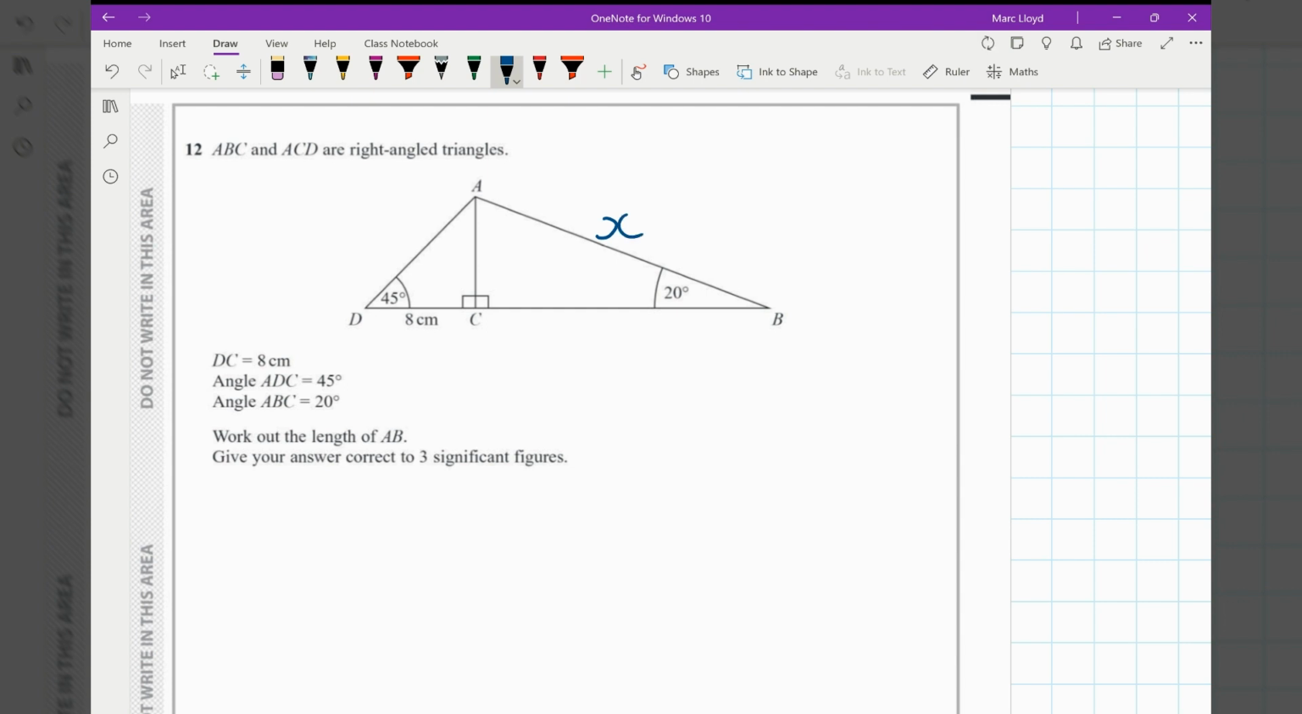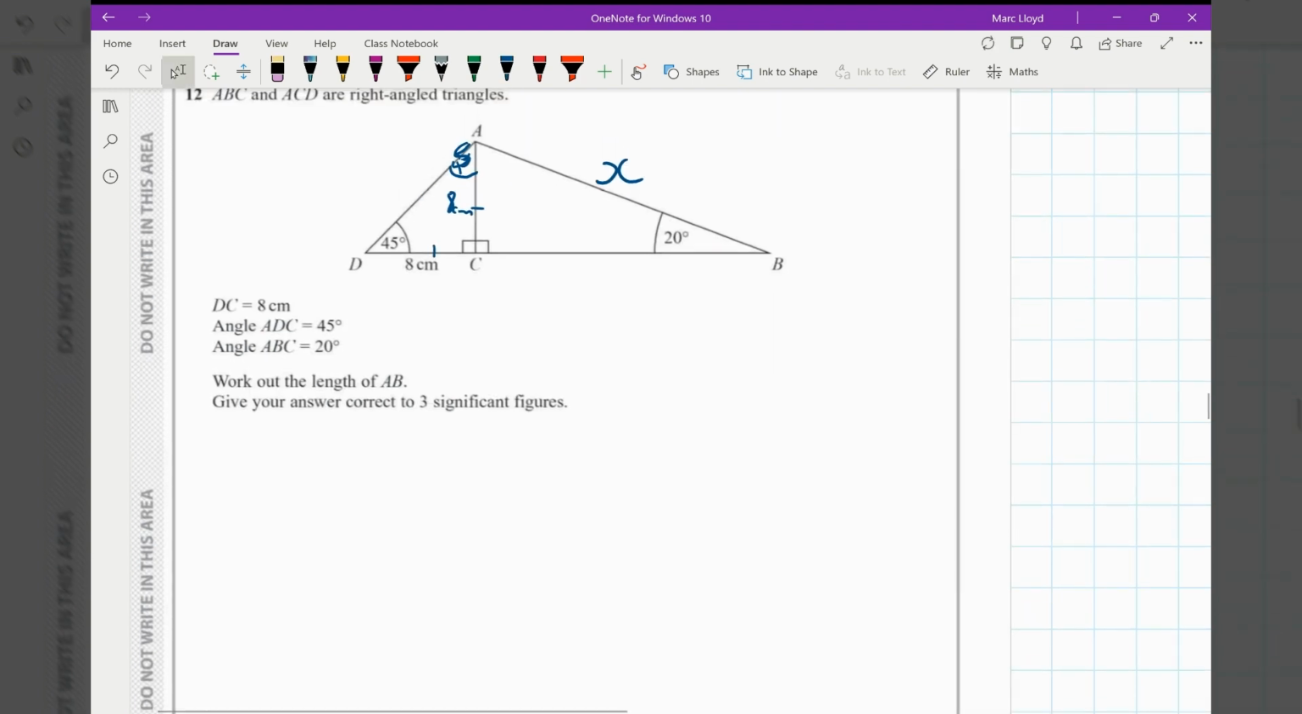Okay, interestingly, triangle ADC is a special kind of triangle because angles in a triangle add up to 180. So that angle there is 45, if you can read my terrible writing. And that means that those two lengths are the same. So we've got 8 centimeters for the length of AC. Okay, we can now solve this.